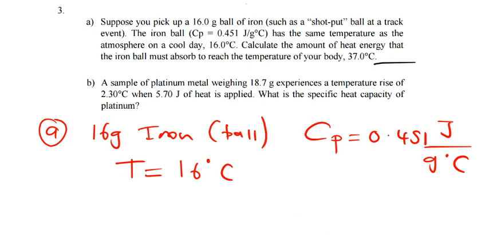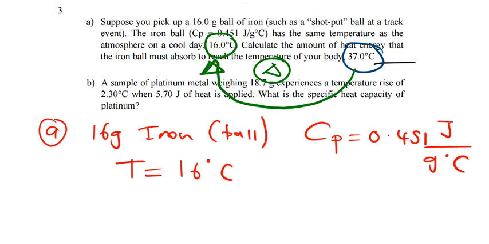So even you, when you pick up the iron ball, your body temperature is 37 degrees Celsius. The initial temperature of the iron ball is 16 degrees Celsius. So the final temperature should be in the middle. For that to happen, energy is supposed to be lost from the high temperature, which is 37, to the lower one. So that's why they are saying calculate the amount of heat energy that the iron ball must absorb.